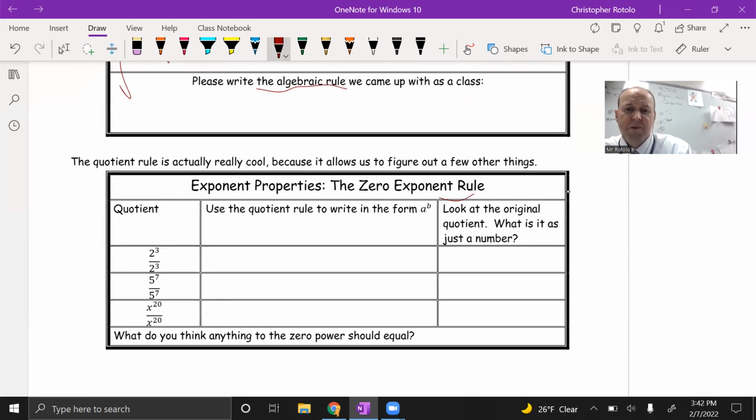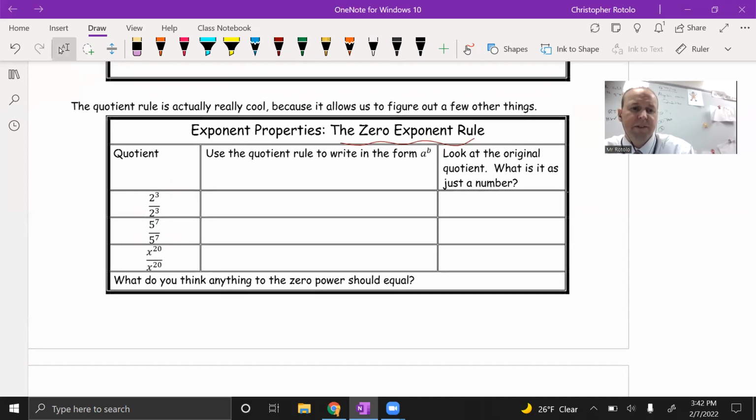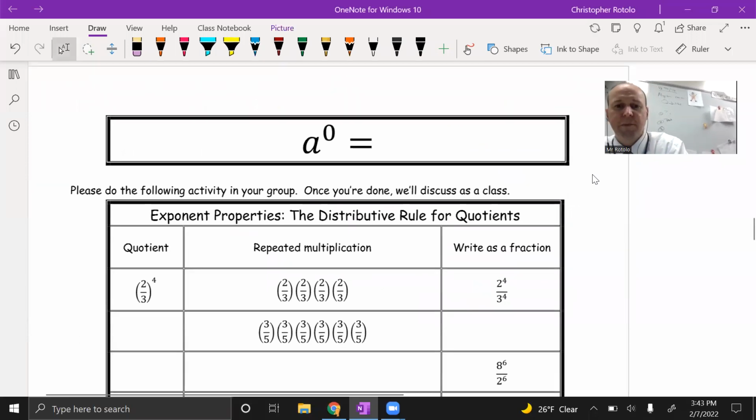The 0 exponent rule. Oh my goodness, you guys know what's going on here. 2 to the 3rd divided by 2 to the 3rd. Well, my rule is to subtract, so I would get 2 to the 0. Anything to the 0 power is what? 1. All right, 5 to the 0 is 1. X to the 0 is 1. Anything to the 0 should be 1. Okay, so this division gives me that rule. All right, so anything to the 0 power, that's going to be a big old 1 right there.